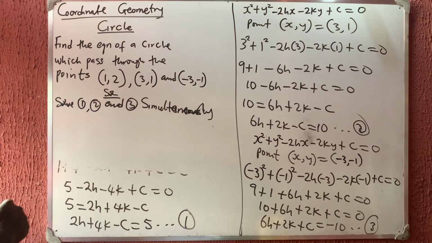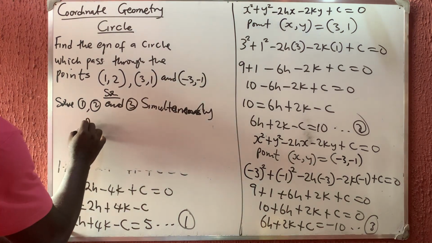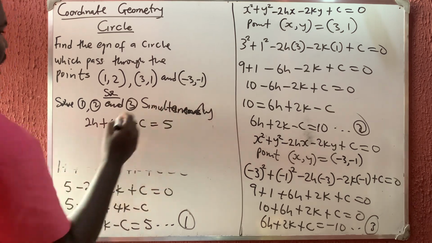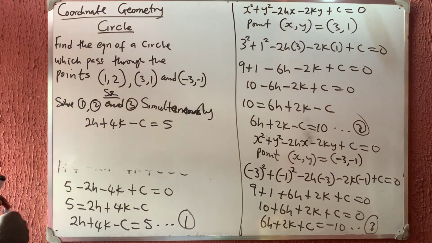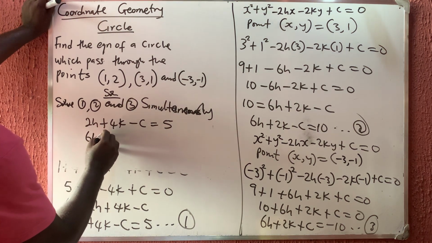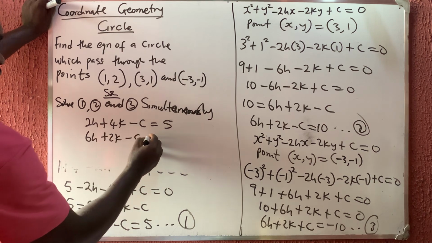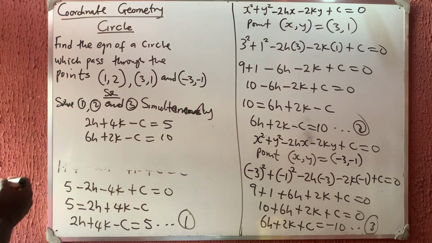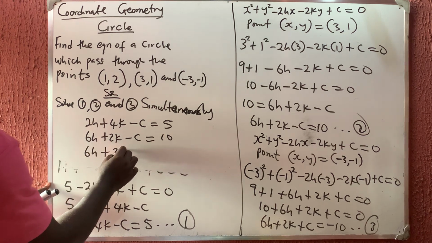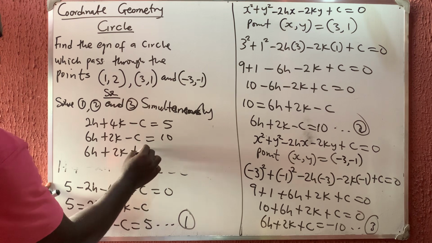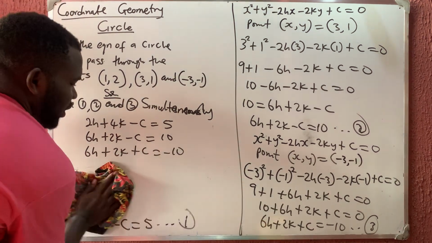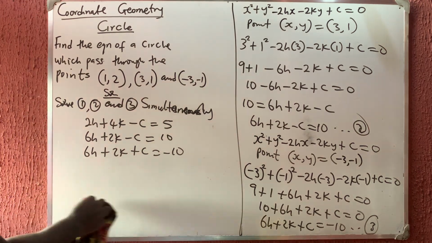Okay, solve them simultaneously. My equation 1 gave me 2h plus 4k minus c is equal to 5, and then equation 2 gave me 6h plus 2k minus c is equal to 10. Then equation 3 gave me 6h plus 2k plus c is equal to minus 10. So now, in solving equations 1, 2, 3 simultaneously, what do we do?